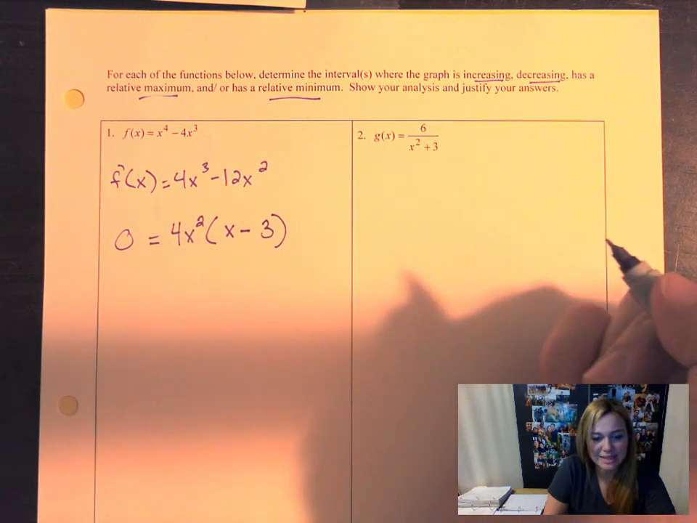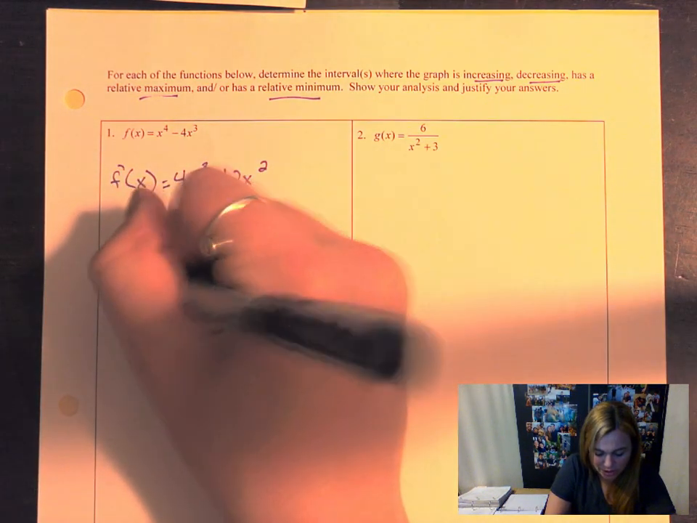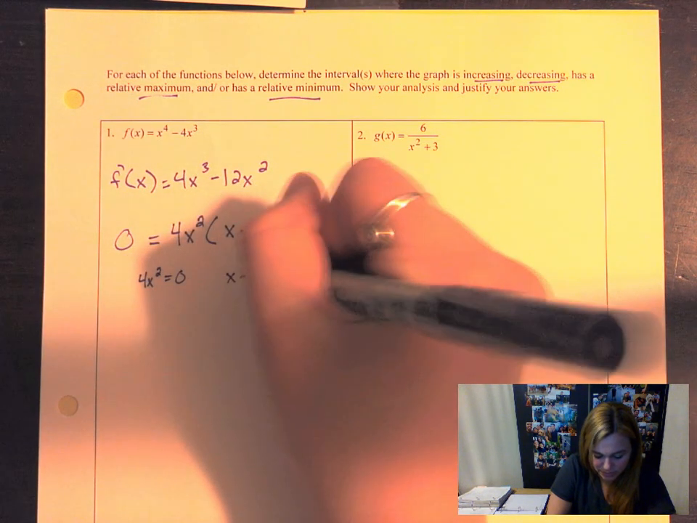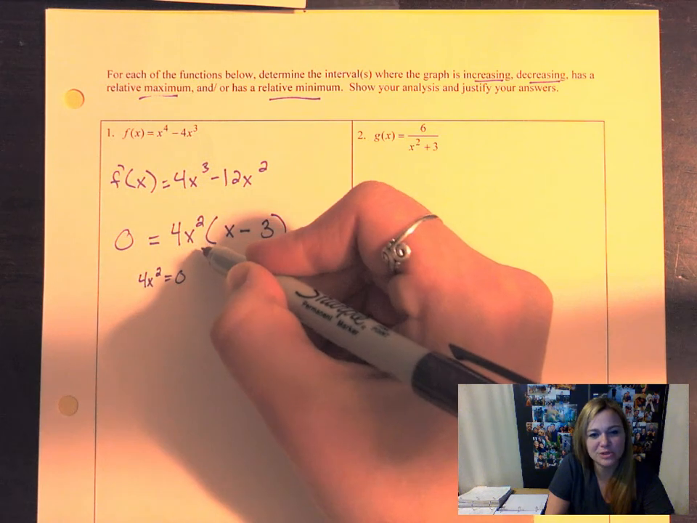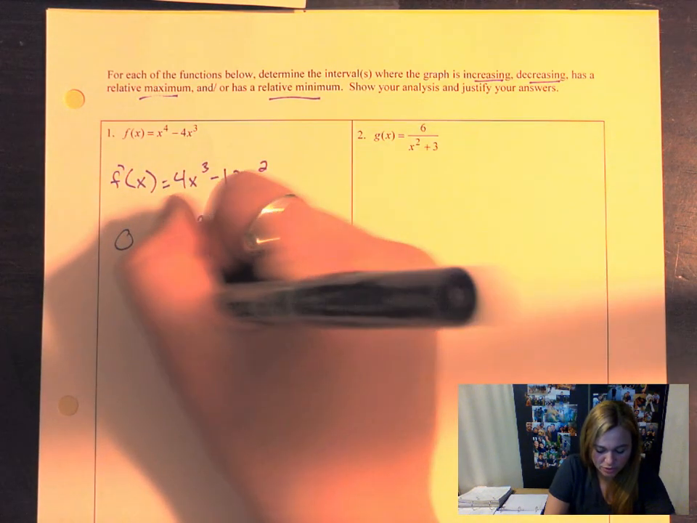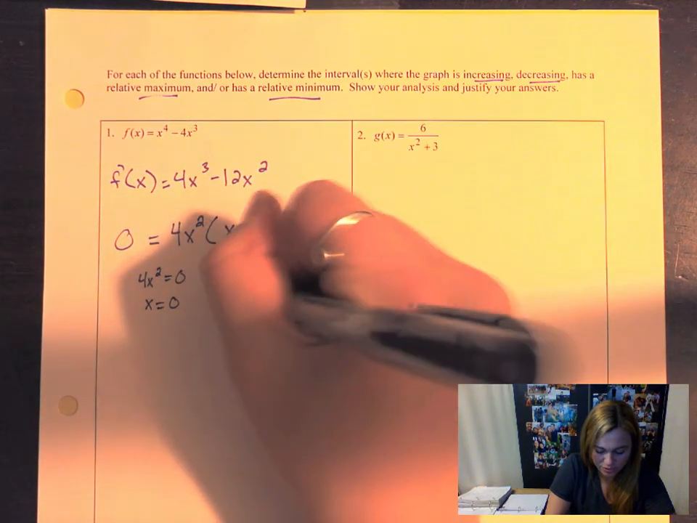Remember to set each of these factors equal to 0. So you'd have 4x squared equal to 0, and you'd also have x minus 3 equal to 0. Sometimes people divide by the 4x squared, and then they forget about x being equal to 0. Divide by 4, take the square root, you're still going to get 0 over here. x is equal to 3 over here.